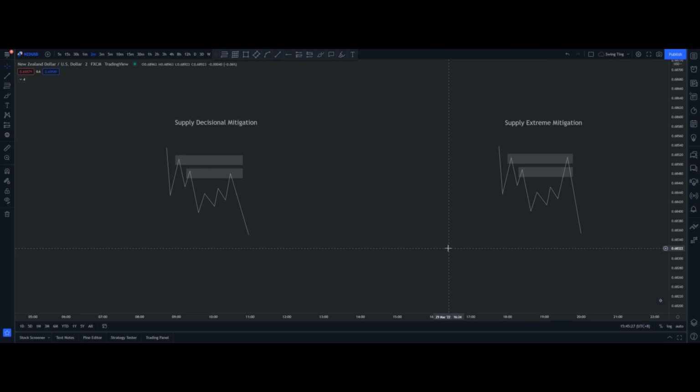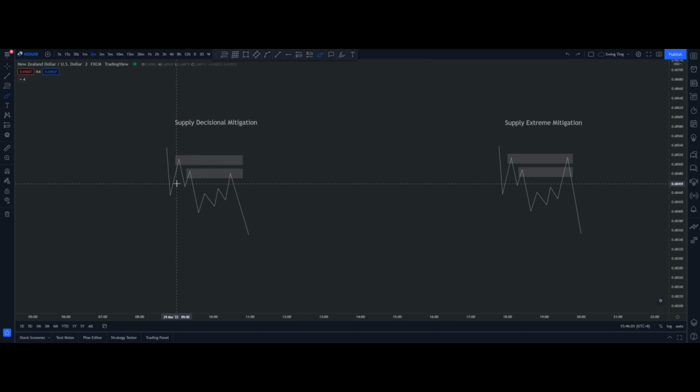So let's start with supply decisional mitigation. Essentially these diagrams show you what decisional mitigations look like for a supply zone and an extreme zone. So let's have a look at the decisional. Now you can see how this was the extreme that really was the start of the move down, and we have the decisional here, which basically did break structure points at these areas. In this case we do have a decisional mitigation and a push down, right? So this is what decisional looks like.